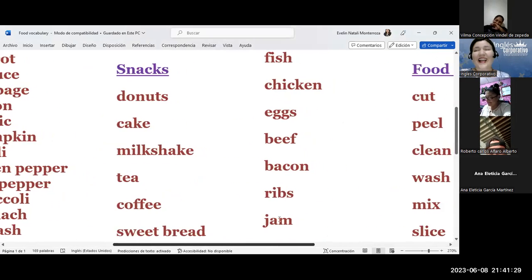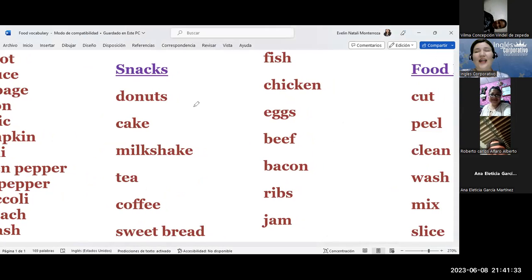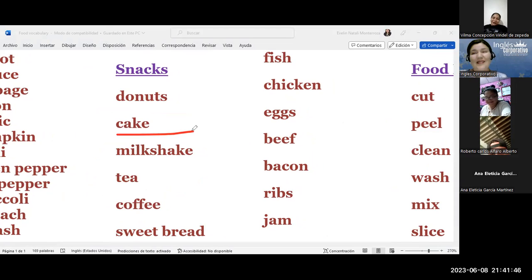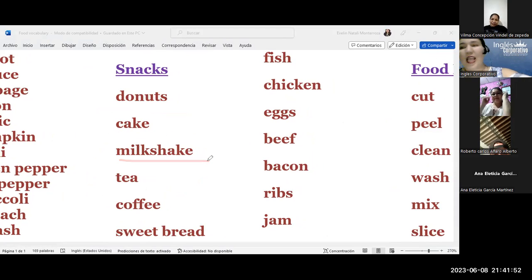The snacks. The next one is donuts. Donuts. Like Mr. Donuts in September. Donuts. Oh my God. Okay. Cake. Cake for the birthday. Milkshake. Licuado, right? Milkshake. And here you can say banana milkshake, strawberry milkshake. I don't know what is the other one. Pineapple milkshake. Sí, con leche. Piña con leche. Okay. That's new for me.